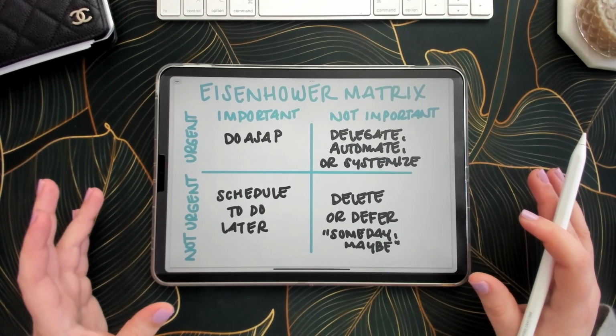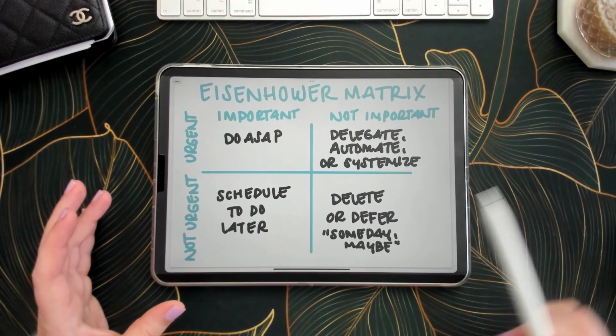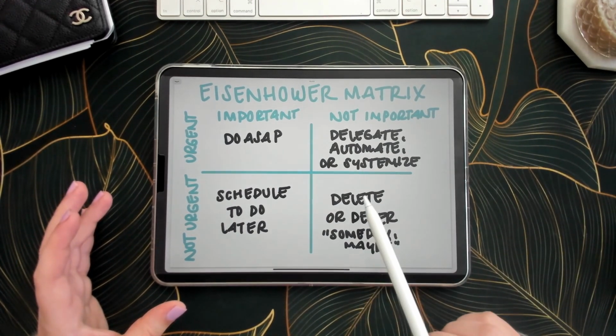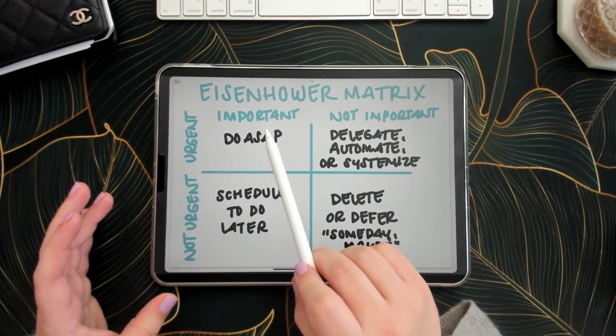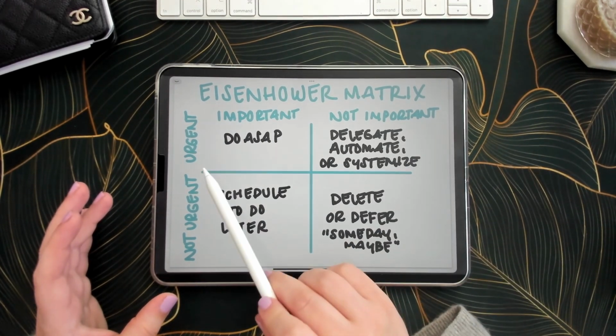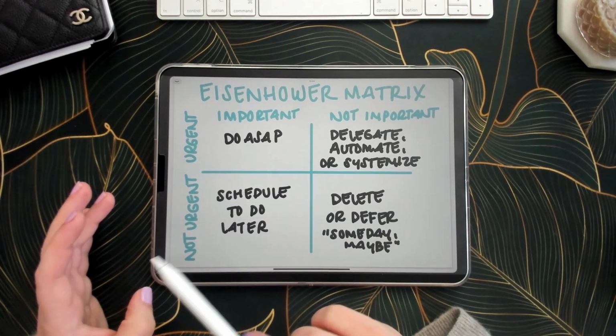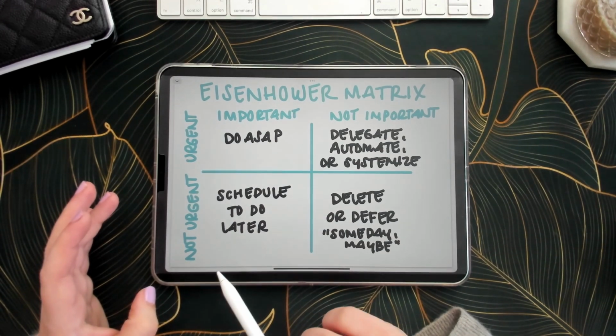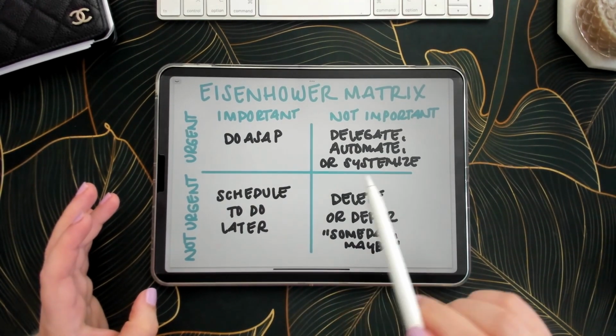So how to use this? First, what you're going to need to do is create a 4-quadrant matrix with the headers important, not important, urgent, and not urgent. And then what you're going to do is create your to-do list by applying tasks into the matrix.